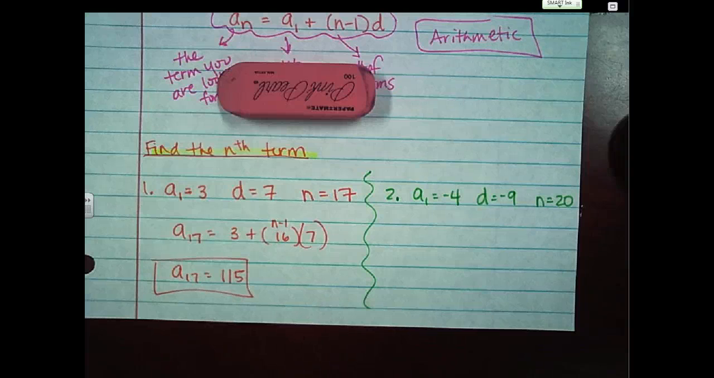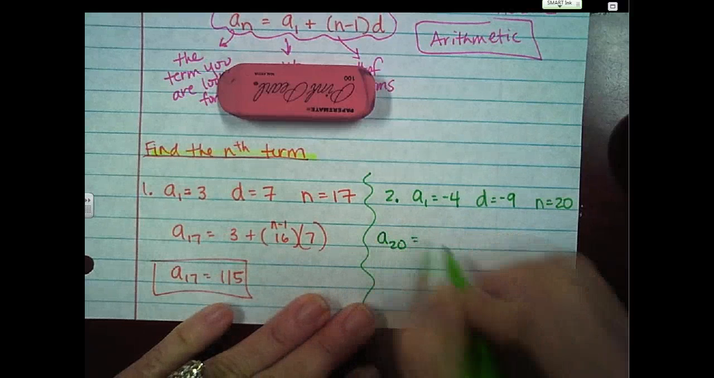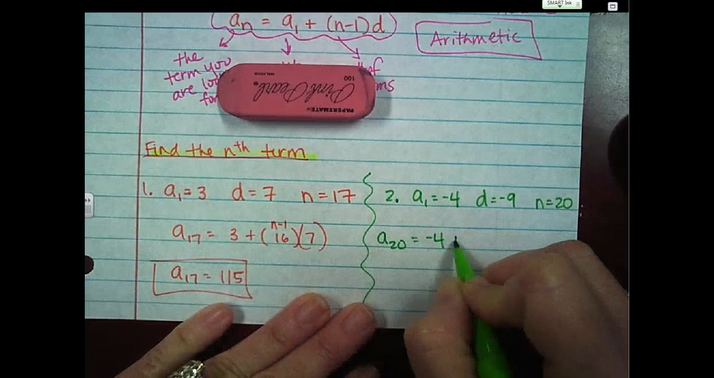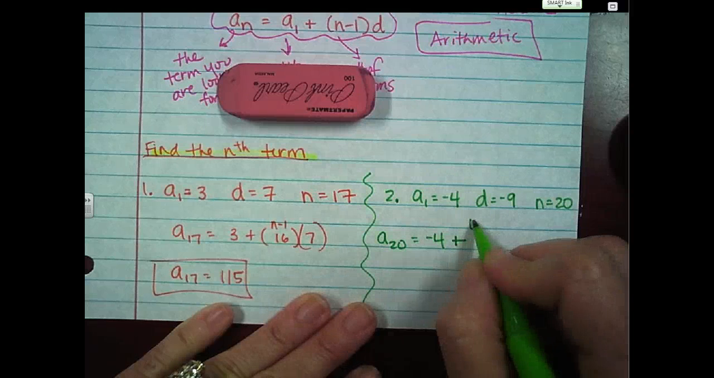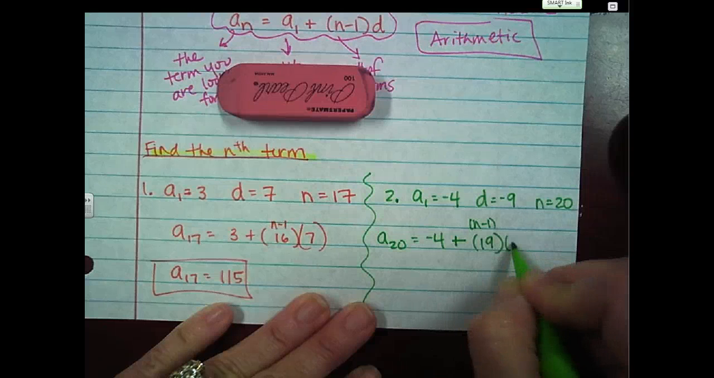So how many -9s do we need? We only need actually 19, right? So you have to write me a formula of some sort to show me where you got your answer. So you're going to tell me, okay, a sub 20, the 20th term, starts with -4, and you're going to add to it, this is n minus 1, which would be 19 times your common difference, -9.